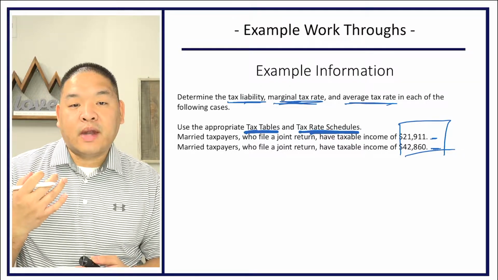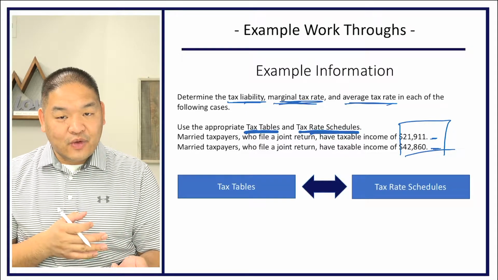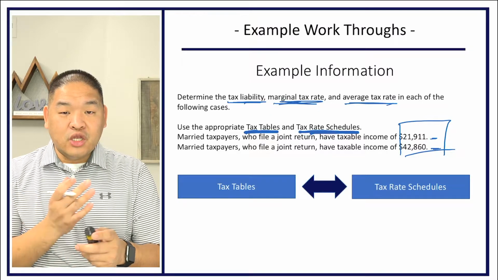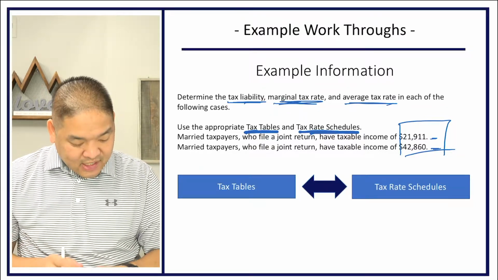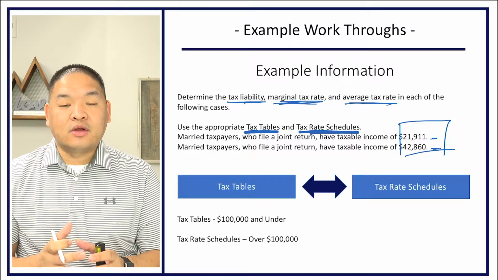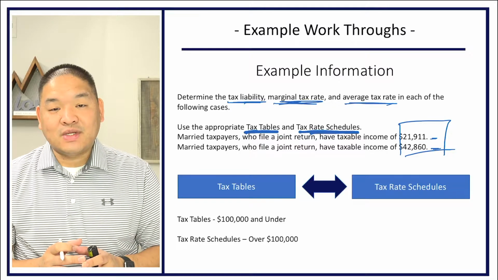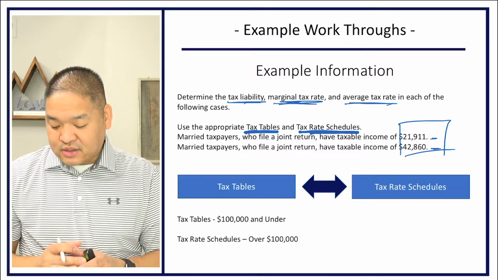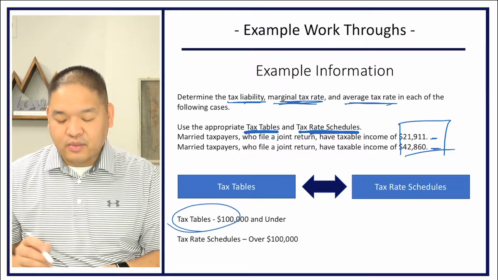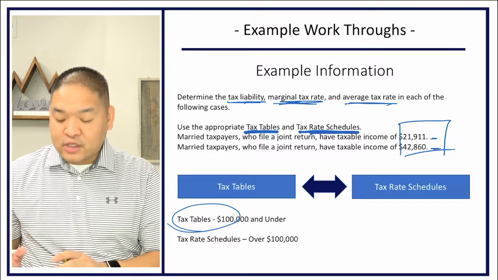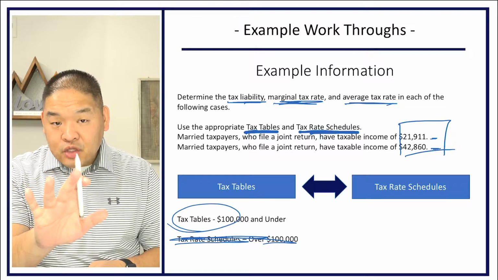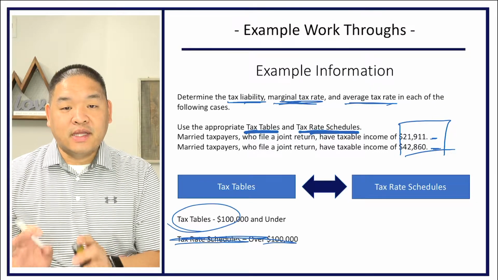So the first question that I would ask is, do we use the tax table or do we use the tax rate schedule? Well, you've got to remember what we know from our previous discussion. Our previous discussion says that we use the tax table if it's $100,000 or less, and we use the tax rate schedule if it's over $100,000. So both of these are under $100,000, so we're going to be using the tax tables to do the job for this question. So we won't necessarily use the tax rate schedule, but we will use it for the marginal tax rate when we get to that in a few minutes.